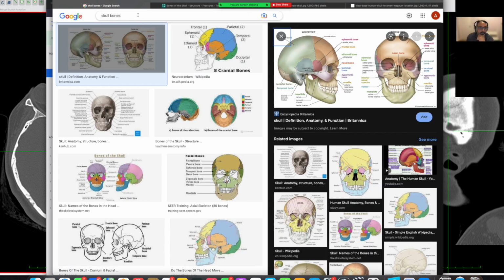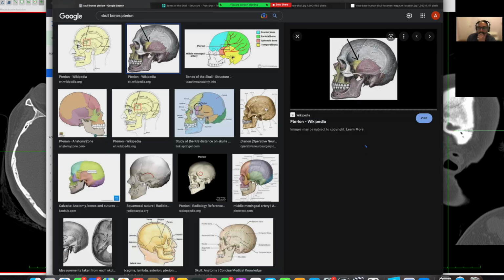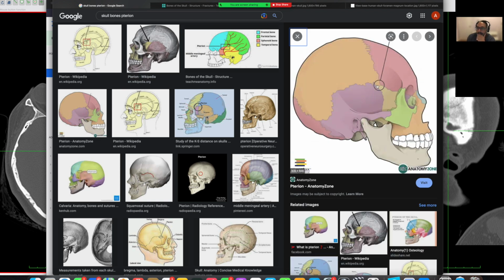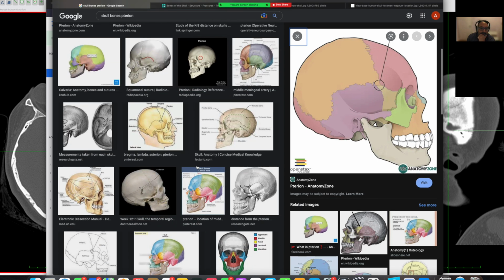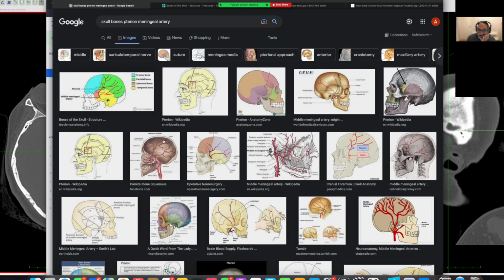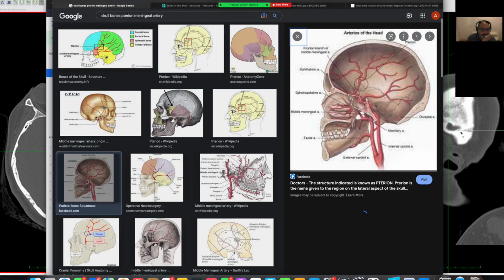Let me just show you skull bones. If I select pterion, it'll actually bring it over. And that's the pterion there. I should have had a bigger version. So here, that's the temporal bone. And that's the zygomatic arch. That's the sphenoid bone. That's the frontal bone. And that's the occipital bone. And that's the pterion right there. So apart from being thin, it's also full of sutures, and the middle meningeal artery. Let me write that. Meningeal artery is also right there. That's a schematic diagram showing it, but this is a good one to show to you.